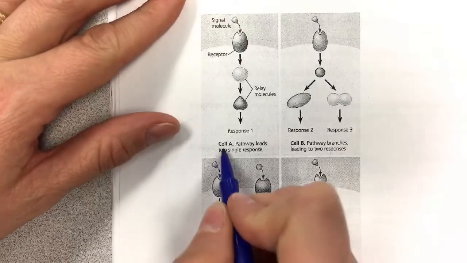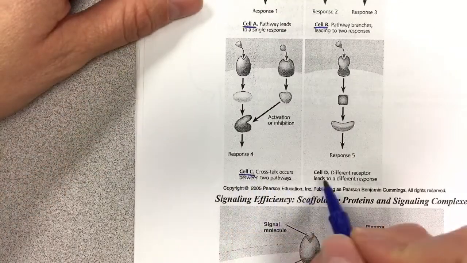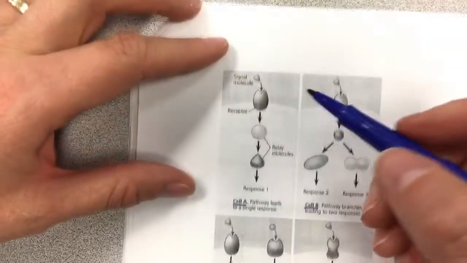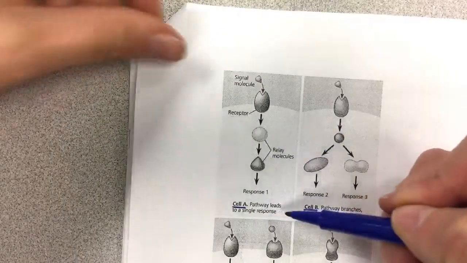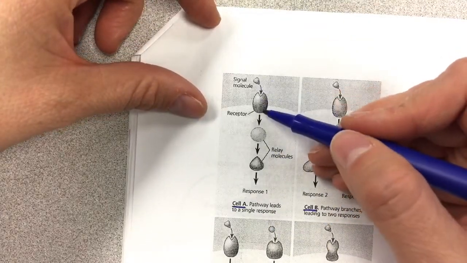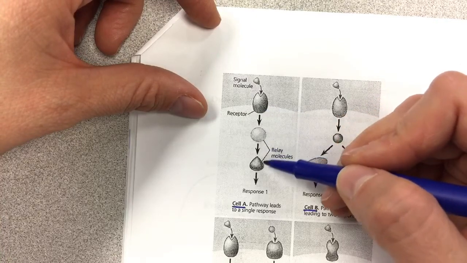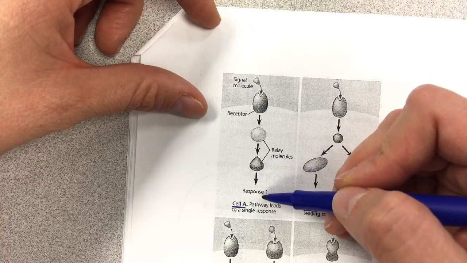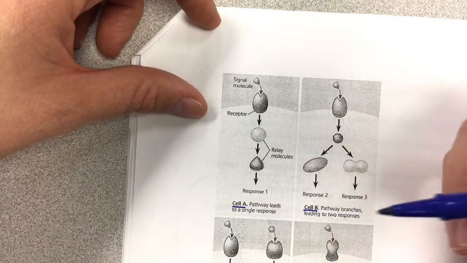So if we look here, we have 4 different examples: cell A, cell B, cell C, cell D. So let's look at this. Cell A says pathway leads to a single response. So here's your reception. Signal molecule binds to the receptor in the membrane, activates a relay molecule, which then activates another, and so on, and eventually you get your response. So that's pretty simple, leads to a single response.